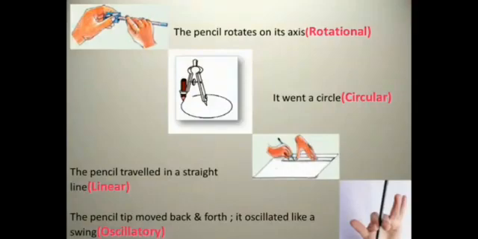How was it? In the first case, the pencil rotated on its axis. We call it rotational motion. In the second case, it went in a circle. It is a circular motion. In the third case, the pencil traveled in a straight line. We call it linear motion. And in the fourth case, the pencil tip moved back and forth. That is, it oscillated like a swing. So we call it oscillatory motion.